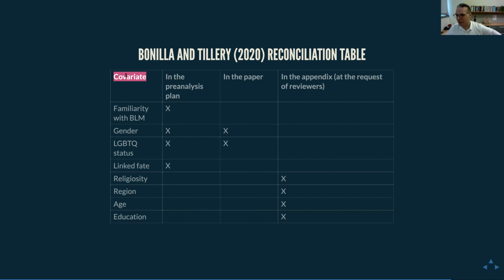What covariates are we doing heterogeneous effects by? In the pre-analysis plan, they said they were going to do this. It's not in the paper. They said they were going to do this. It's not in the paper, but gender and LGBTQ status is in the paper.